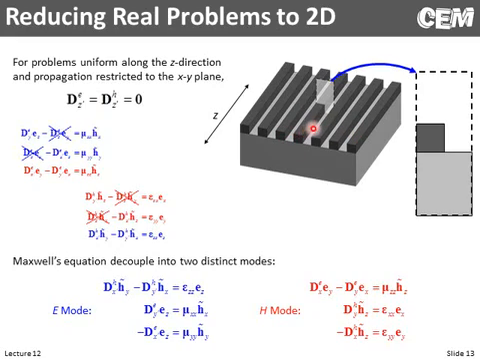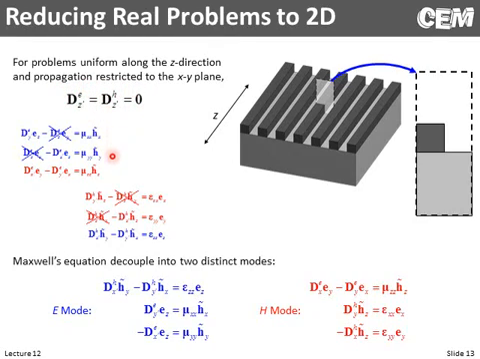Now, if we then also restrict propagation to be inside of this plane, then any derivative I take in the z direction has to be 0. There's no power traveling in the z direction. There's no change in the device in the z direction. So that would mean I can set both of my derivatives in the z direction to 0.